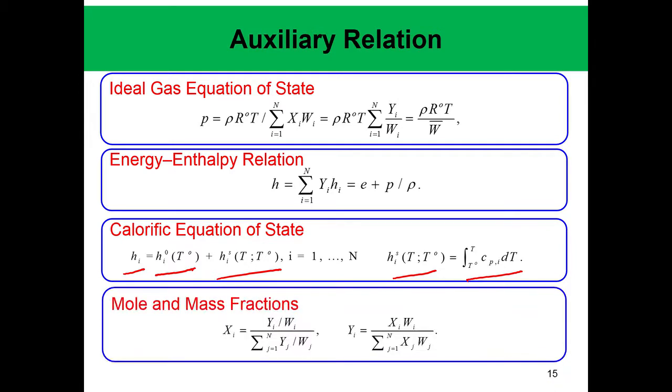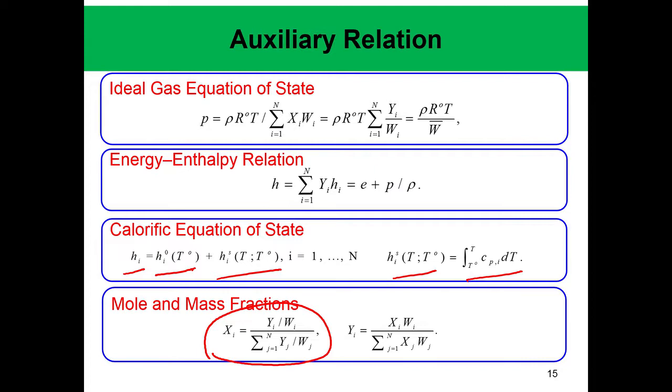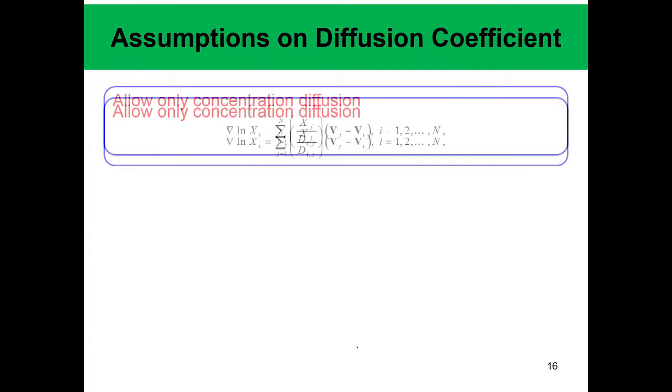Okay, and then of course, we frequently need to convert between mole and mass fractions, because the species equation is given in terms of mass fractions, whereas your reaction rates are written in terms of mole fractions. So, here is how you convert it. Xi is equal to Yi divided by Wi, divided by the summation j equal to 1 to n of Yj by Wj, and this is how to convert between mole fraction and mass fraction. Alright. So, these are the things.